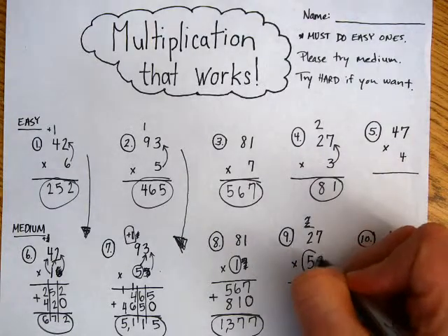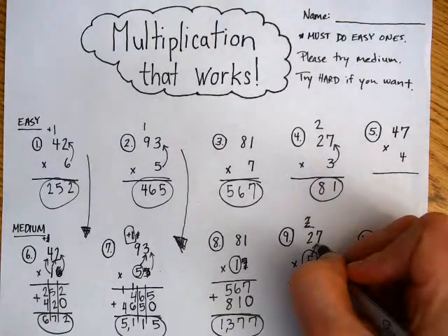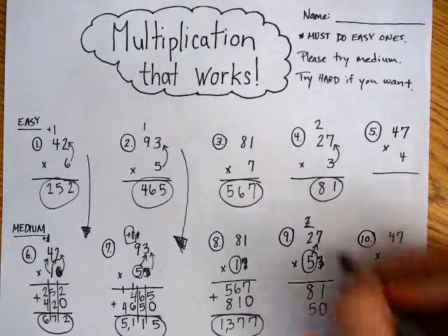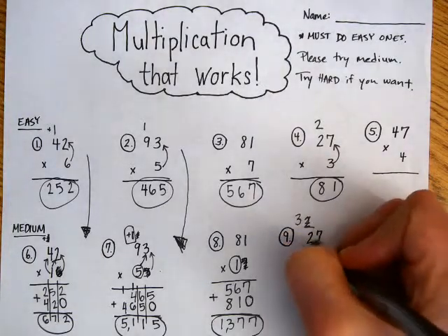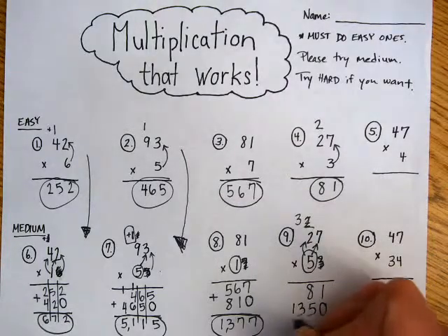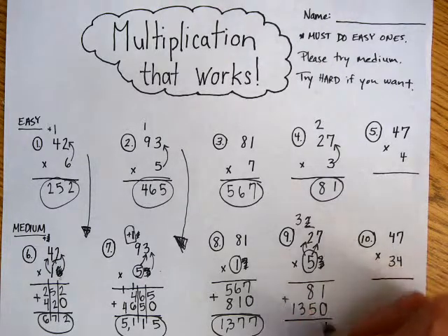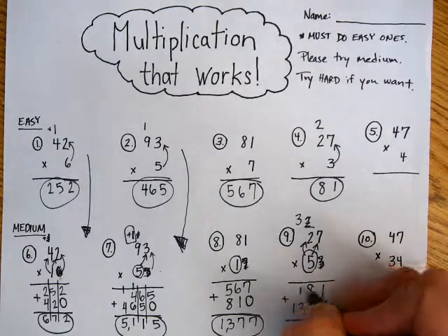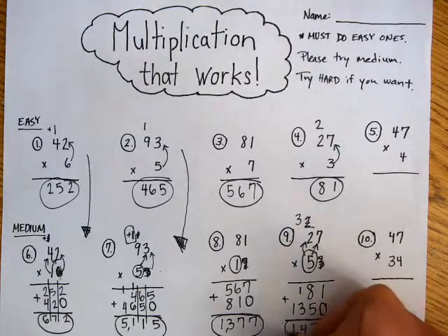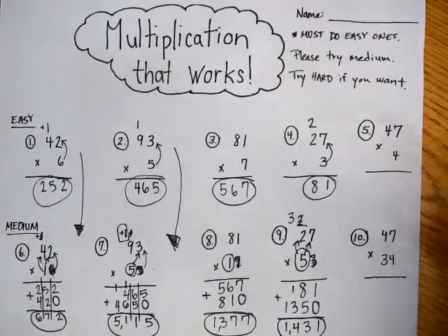We want to move on to this one. Draw a 0 here in the ones place, and then we multiply again. 5 times 7 is 35. Put down the 5, carry the 3. 5 times 2 is 10, plus 3 is 13. Okay, and then we add them up. 1 plus 0 is 1. 8 plus 5 is 13. Carry the 1. 1 plus 3 is 4. And then 1. So 1,431 is the answer.